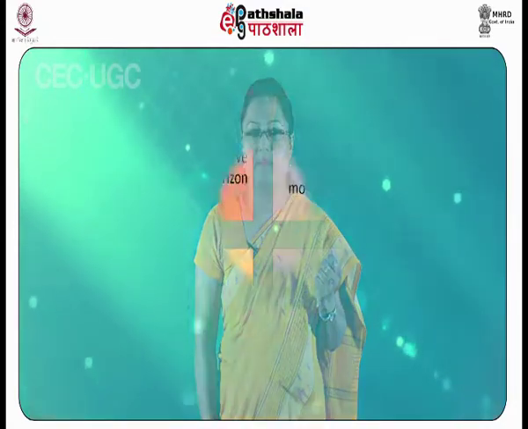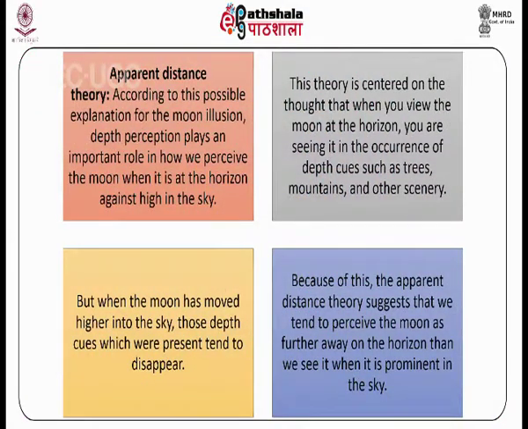Many theorists have come up with different explanations. A few of the common theories for explaining such illusions are discussed. Apparent distance theory. According to this possible explanation for the moon illusion, depth perception plays an important role in how we perceive the moon when it is at the horizon as against high in the sky.